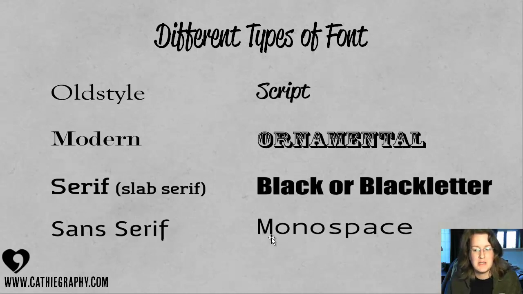Then there's monospace, which is every single character within the font set has the exact same width, which is not the case for all other fonts. The other fonts, an M has a larger width to it than the O character, whereas the M and O in monospace are the exact same width. So that's what monospace means, one single space for every character.